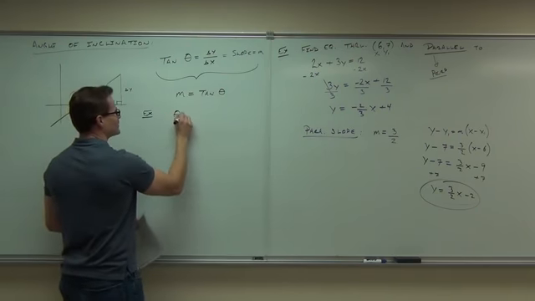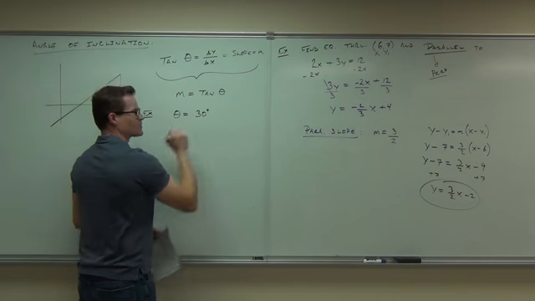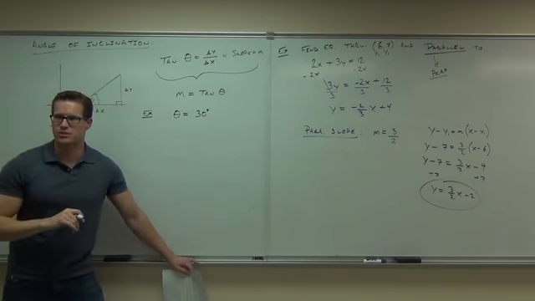Let's say that your angle is 30 degrees. Someone quickly, 30 degrees as radians is what? Pi over 6. Good.